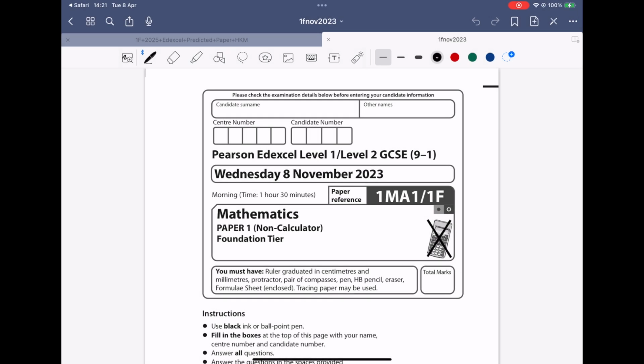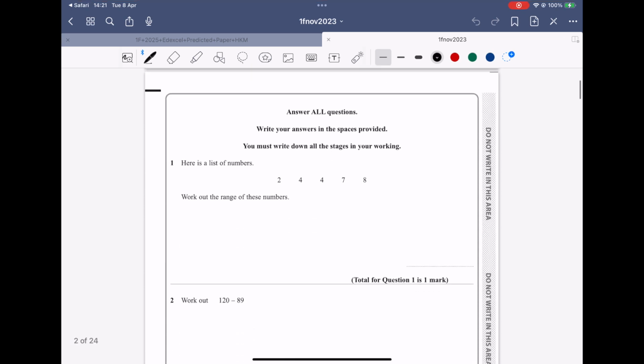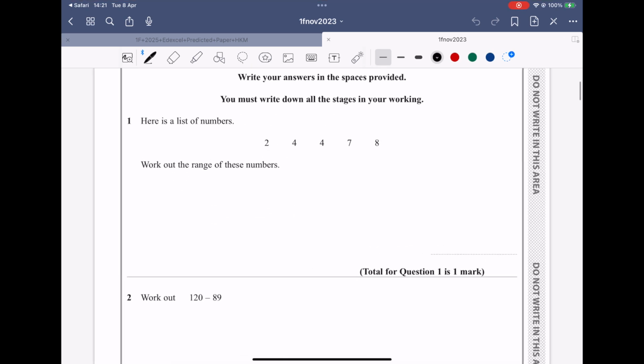Okay, so this video is basically going to be me running through the entirety of the November 2023 Paper 1. It's foundation, non-calculator. I'm just going to go through every question with model solutions, so it's really easy for you to see where you might be going wrong. Alright, here we go.